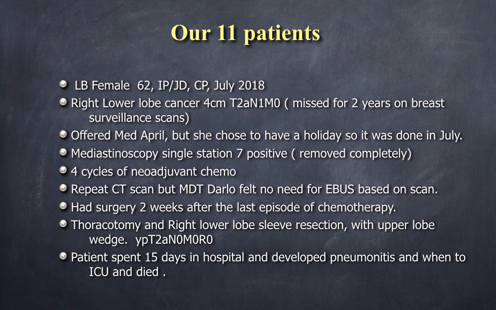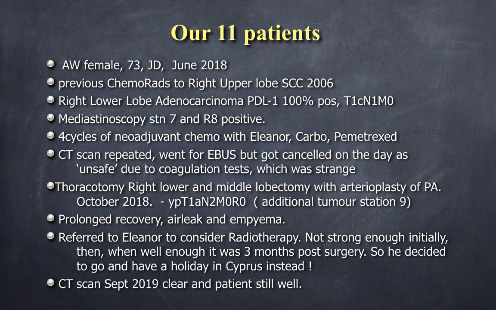Right lower lobe, big tumour, T2A-N1, actually had loads of disastrous misses, missed for 2 years on breast scanning, then wanted to have a holiday, and then it was N2. We thought it was N1, but it ended up N2. She then had chemo. She then went for surgery, and actually she was an intraoperative death. We made a big mistake here. She had surgery 2 weeks after chemo, which she should never have had. It should have been 3 to 5 weeks, so she's still suffering, went neutropenic and ARDS. That was a mistake.